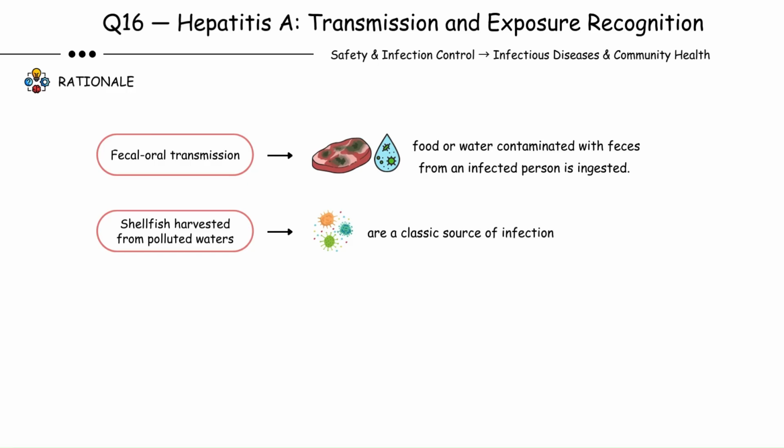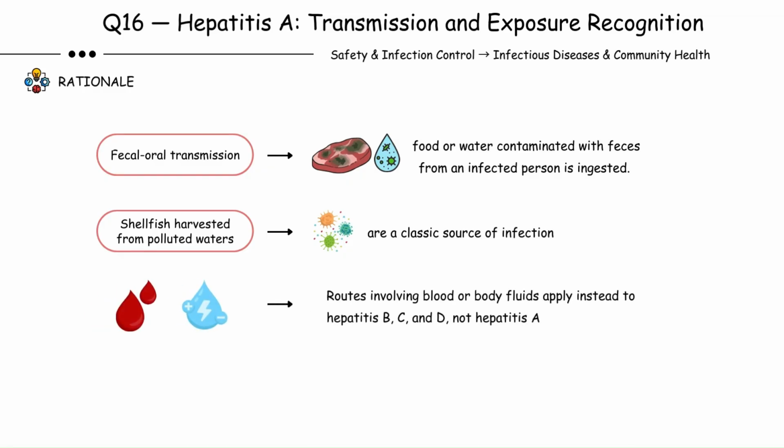Now let's quickly examine why the other options do not fit hepatitis A. Receiving a blood transfusion, sharing contaminated needles, and unprotected sex are more typical for hepatitis B and hepatitis C, which are bloodborne or body fluid-borne infections. Airborne droplets also don't apply. Hepatitis A is not spread by coughing or sneezing. So for hepatitis A, the pattern you should lock in is fecal-oral transmission plus contaminated food or water, especially shellfish.